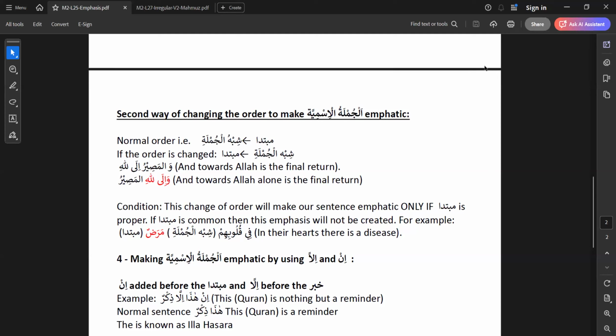It's like a sentence, but doesn't give the meaning of the full sentence. It looks like something, but that's not what it is. It looks like a jumla, but it's not a jumla. Yes, like shibu jumla.